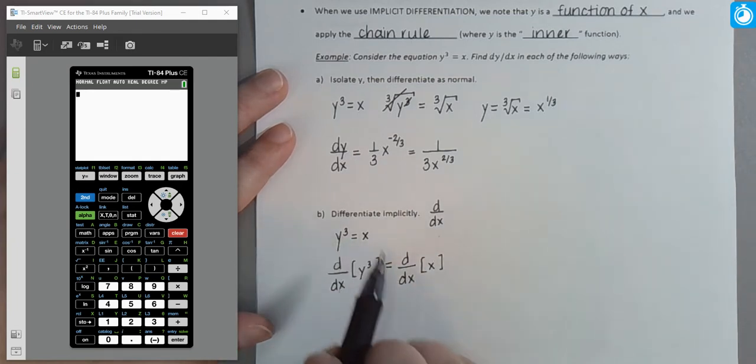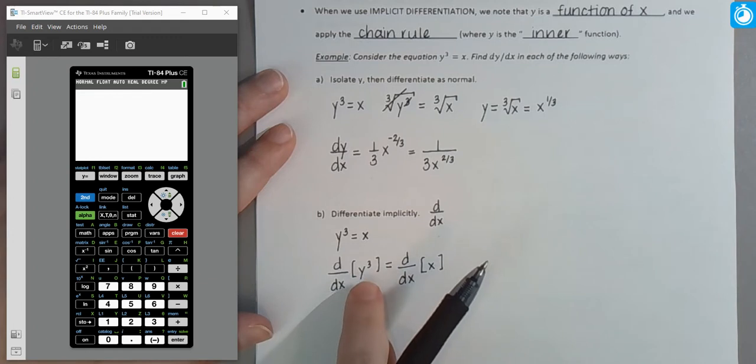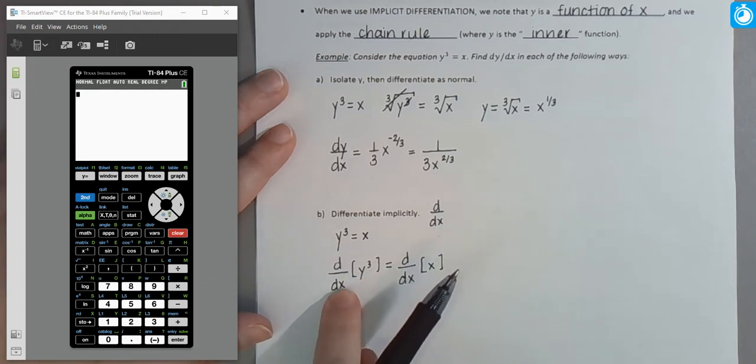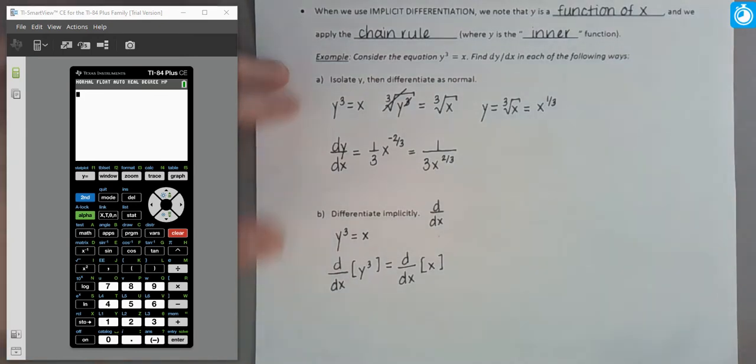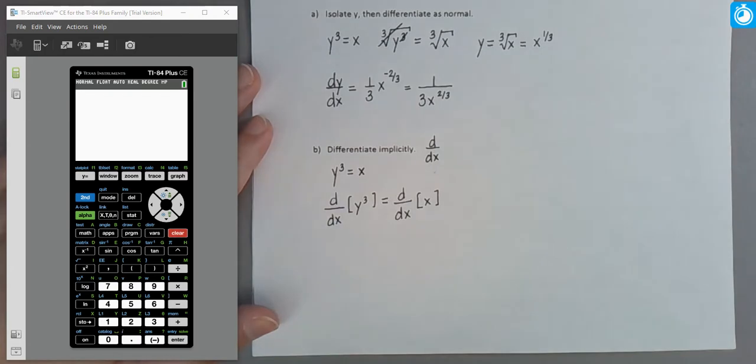Now, that's not the same thing that's happening over here, because now we have a function involving a variable, but the variable is not the one we're differentiating with respect to. We're differentiating with respect to our input, and we know y represents our output variable. So here's how we get around that. We're going to treat y cubed as something where we would apply the chain rule.